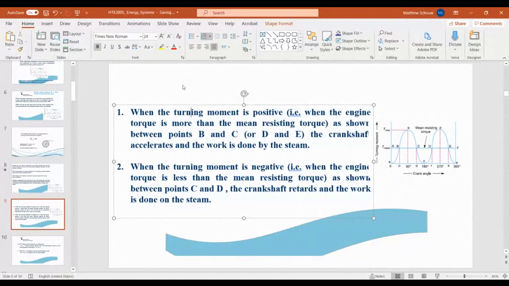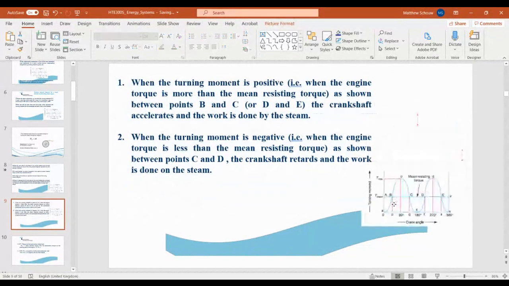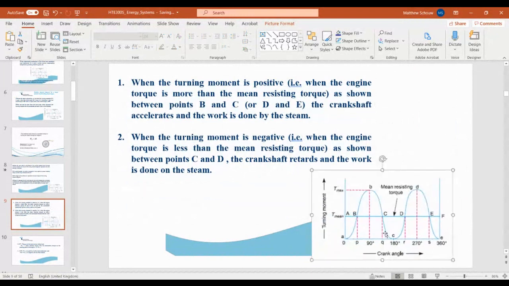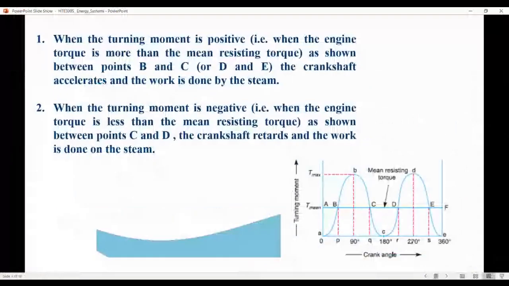Let me just take this here and look like this. When the turning moment is positive, so that's from small b, obviously we talked about above the mean line. That's what they're saying: when the engine torque is above the mean resisting torque, obviously that's between points B and C and D and E.